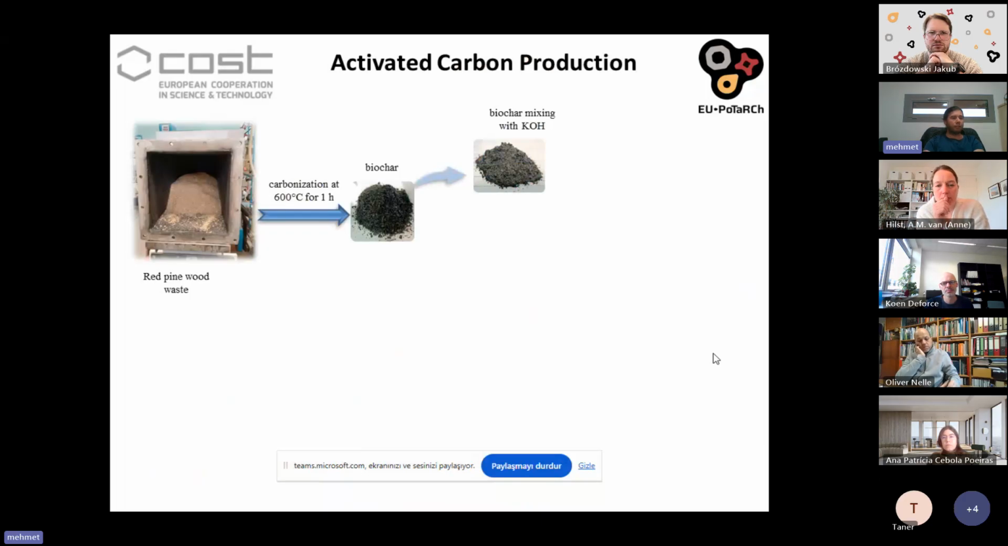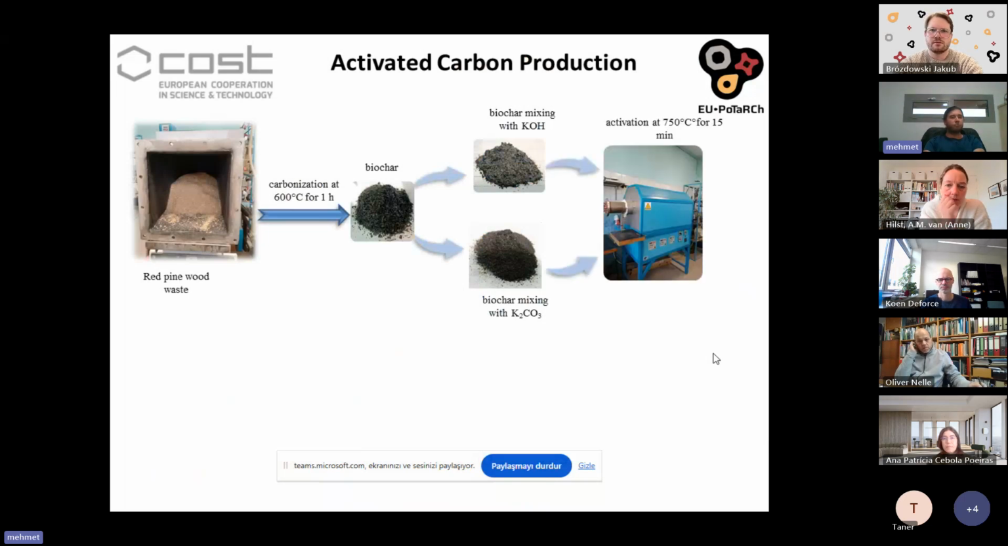The carbonized red pine wood was mixed and ground with potassium hydroxide. And the second one, carbonized wood, was mixed and ground with potassium carbonate. After that, the activation temperature was 750 Celsius in a tube oven for 15 minutes.